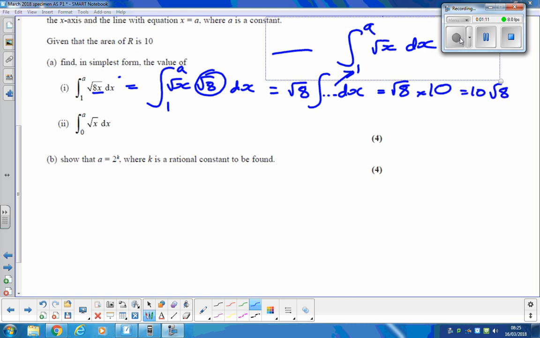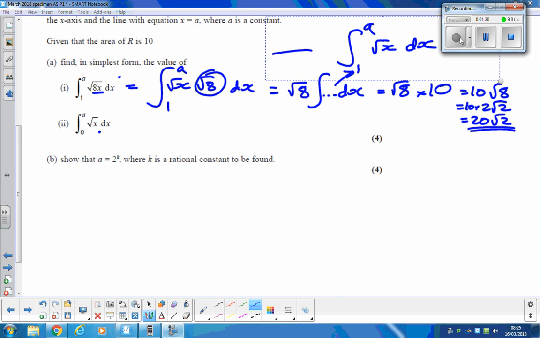You could even tidy that up because actually you know what root 8 is. Using your surds, that's the same as 2 root 2. And so we've got a total here of 20 root 2s. Now, don't worry about that because we can actually move on without that information here.